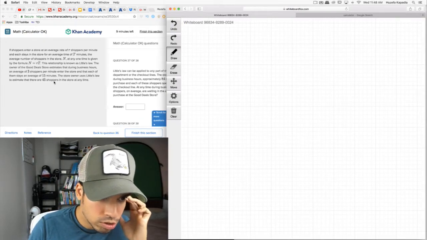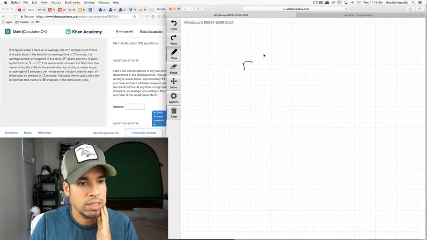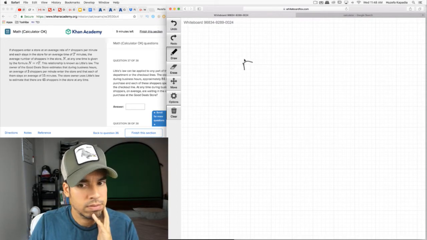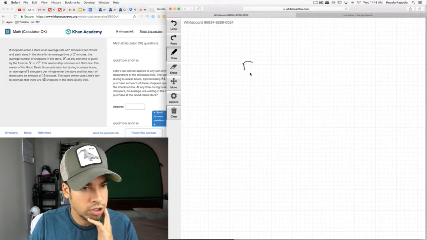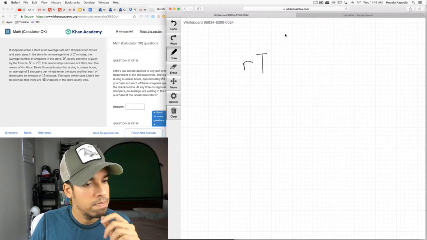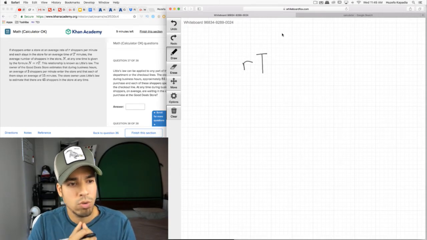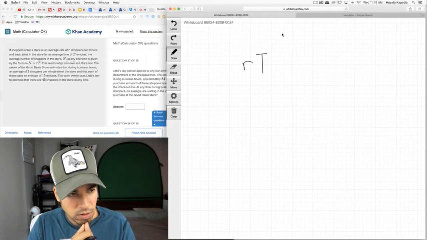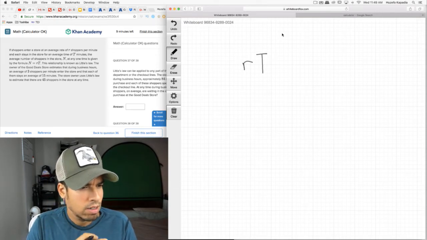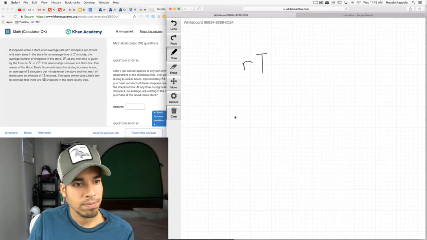9 minutes left. If shoppers enter a store at an average rate of R shoppers per minute, and each stays in the store for an average of T minutes. So this is total minutes here of the shoppers. R per minute. Okay. Kind of getting there. I'm not sure I understand this. The average number of shoppers in the store, N, at any one time.